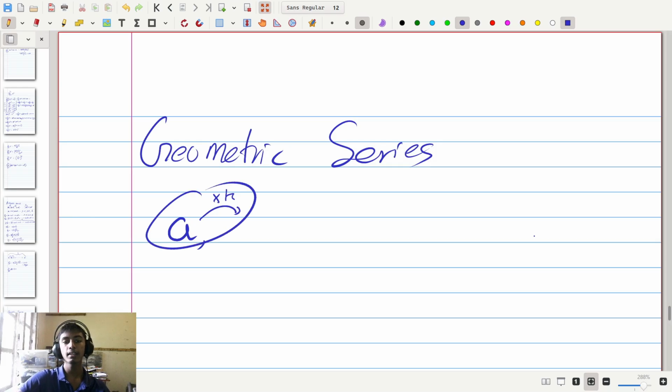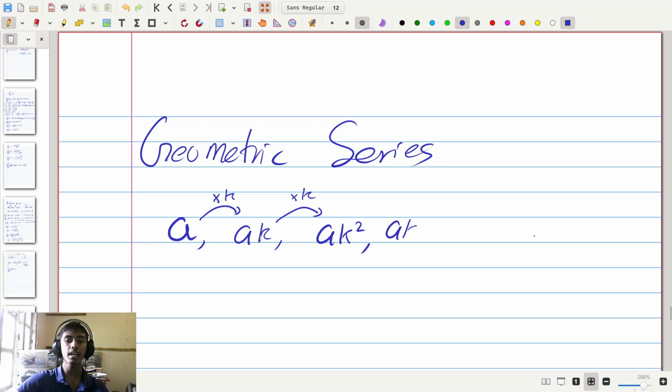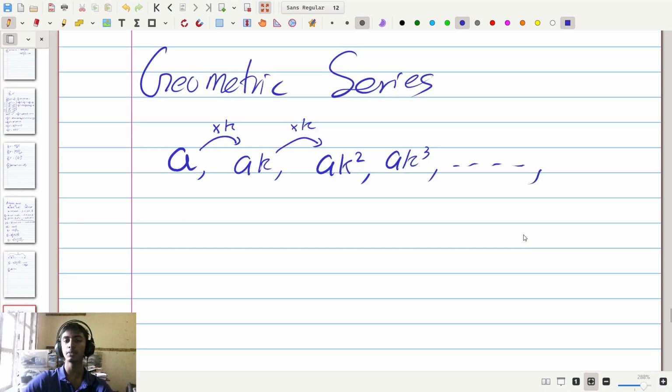So the first term is a, then the next term is going to be a times k. The term after that is once again going to be multiplied by k from the previous term, so it's going to be a k squared. The term after that is going to be a k cubed, and so on and so forth until the very last term. If we consider that this series has, let's say, n number of terms, then we can see from the pattern that the very last term is going to be a times k to the power of n minus 1.